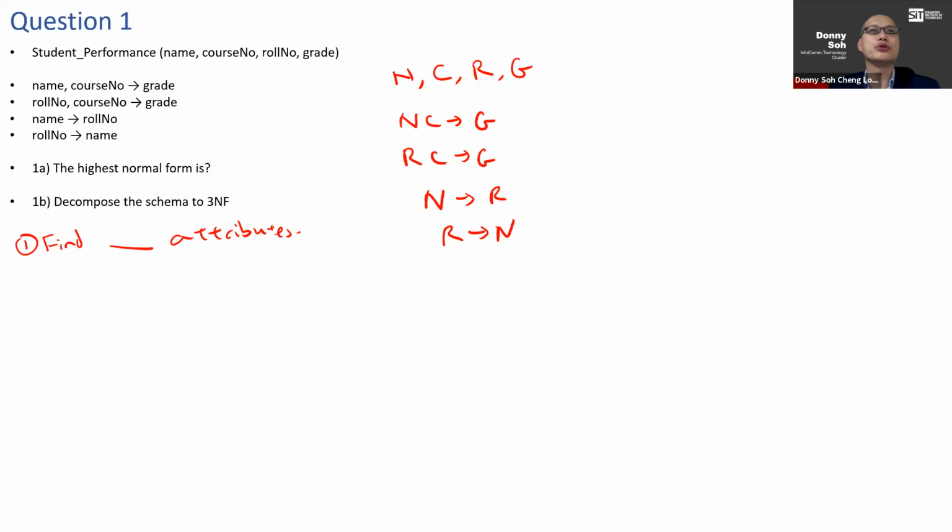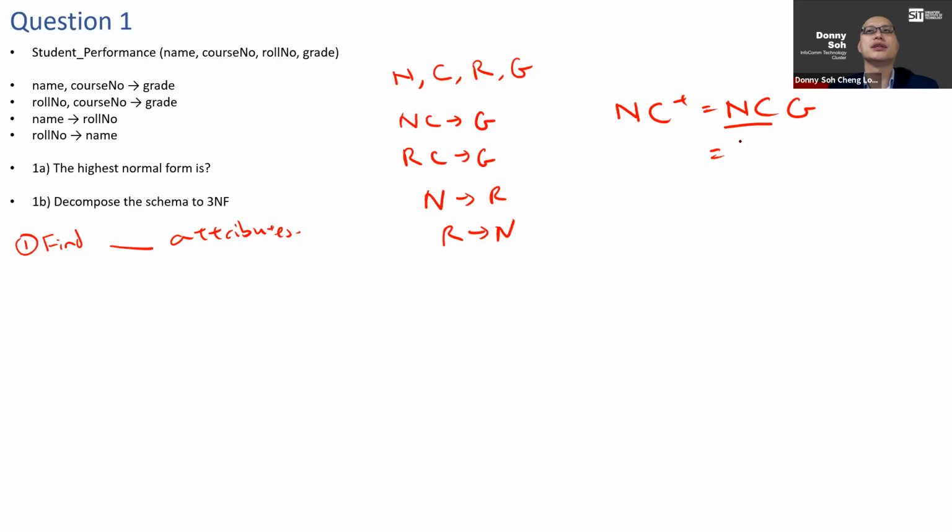Maybe I just go through this question first. So I want to rename it for easier. So NCRG. NC implies G, RC implies G, N implies R, R implies N. So attributes not in my right hand side are N and C. If I find the closure of N and C, I get NCG.